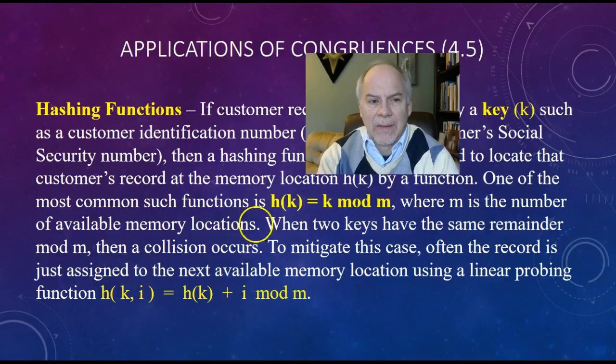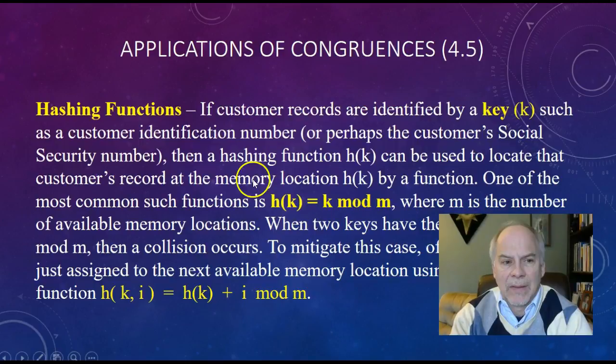So to mitigate this, often a record is just assigned to the next available memory location using a linear probing function. Now, the linear probing function will probe the next available locations using this function here, h of k, i. So it introduces this index variable that'll have a loop that takes it through one at a time and finds an empty location. So h of k, i is h of k plus i mod m. So it adds some index variable to it to go to the next location over. But this is called a hashing function.